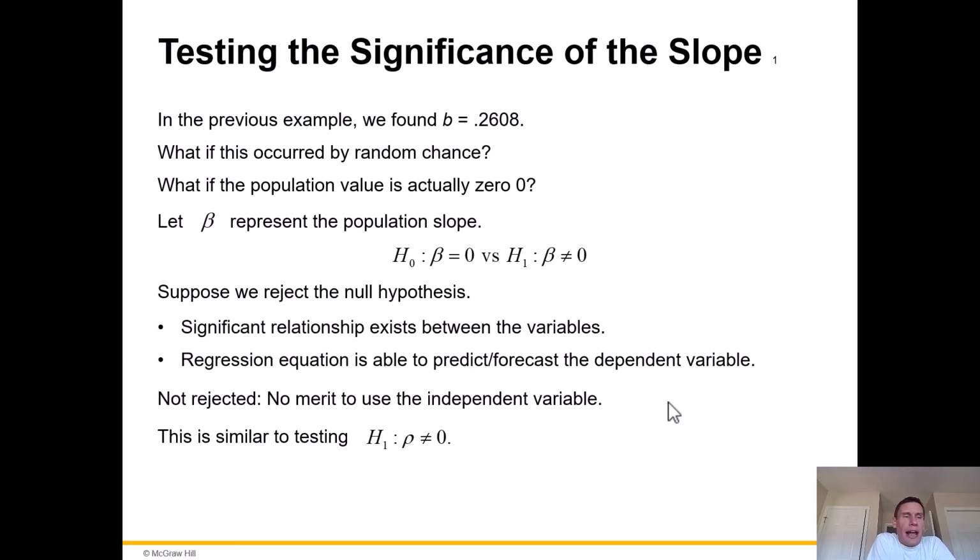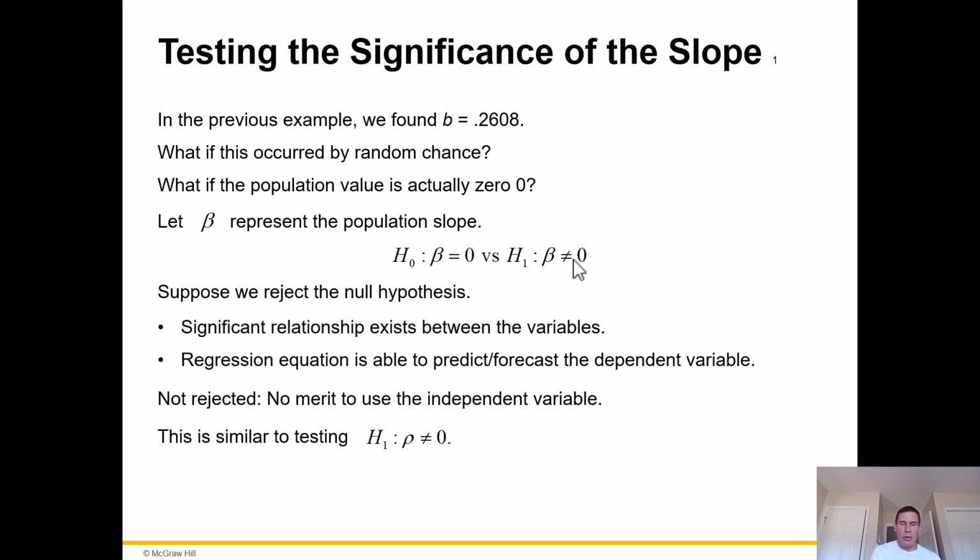Now, in the previous example, we found that b equals 0.2608. What if that occurred by random chance? What if the population value actually turns out to be 0? So let beta represent the population slope. Now I'm adjusting my null hypothesis slightly. I've got H sub 0: beta equals 0, versus beta is not equal to 0, right? So let's say we reject the null hypothesis. We're saying that a significant relationship exists between the variables and that the regression equation is able to predict or forecast the dependent variable. If it's not rejected, then there's no merit to using the independent variable.